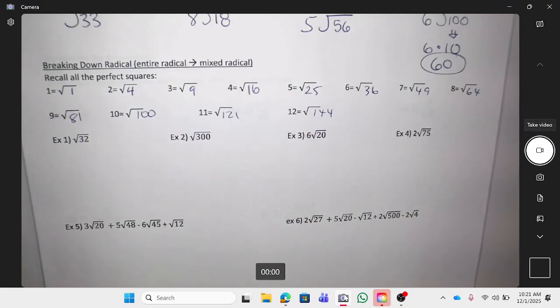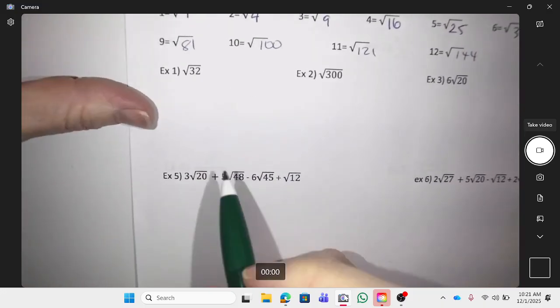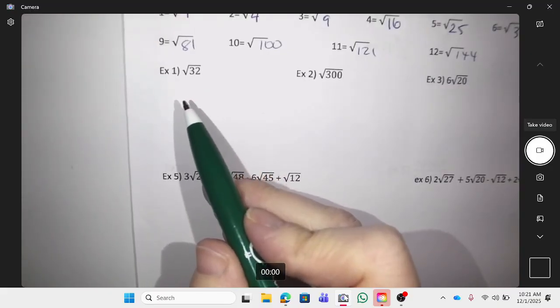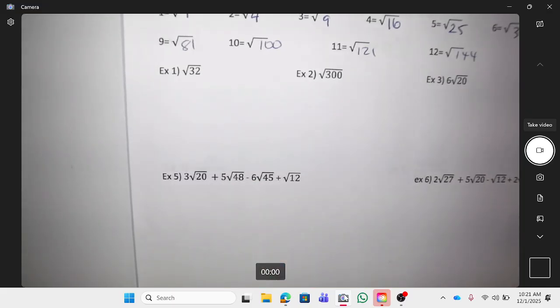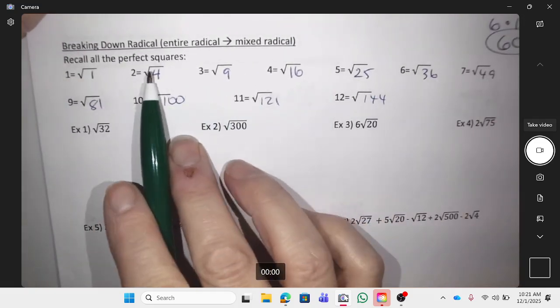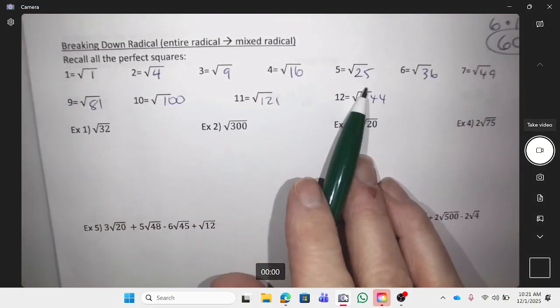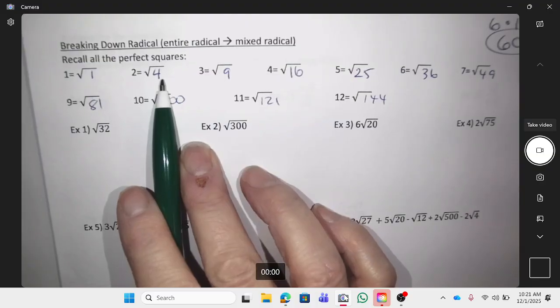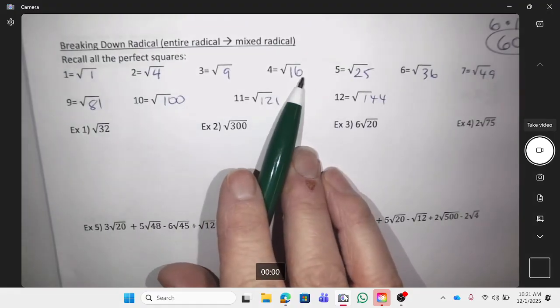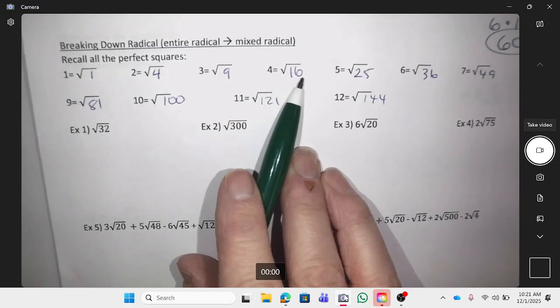Okay, so this is something you've done in grade 10, breaking down a radical. So what you're going to do is you're going to think about a number that's a perfect square. What does 32 divide by? Which perfect square can you divide 32 by? So any of these numbers, does it divide by 25? No. 4, okay, it does. But it divides by a bigger one, 16. Okay, so I'm going to try to pick the largest one.